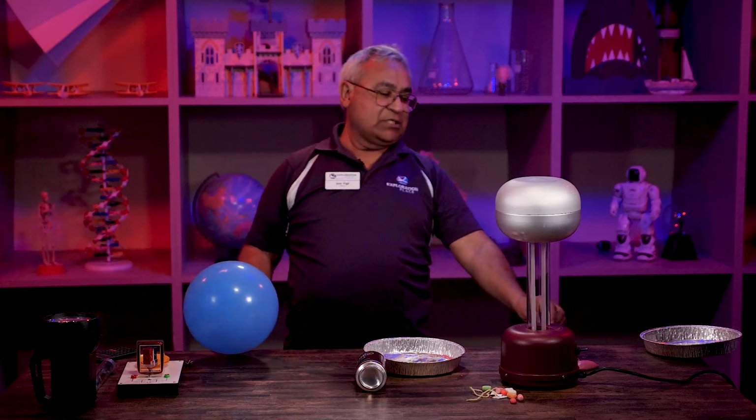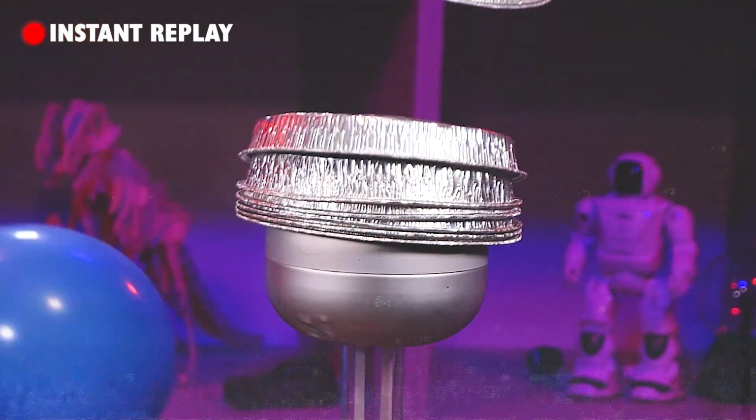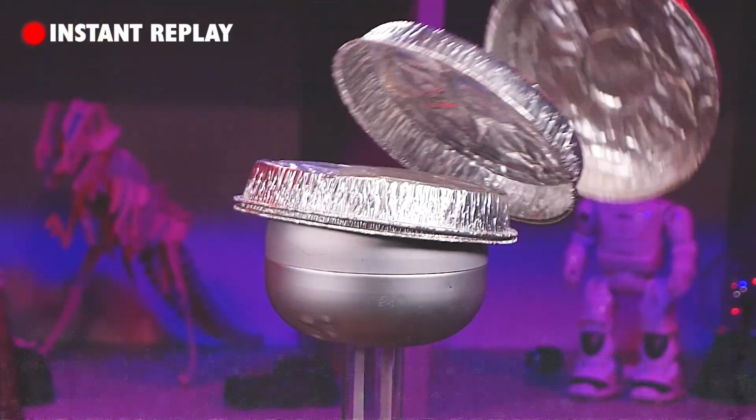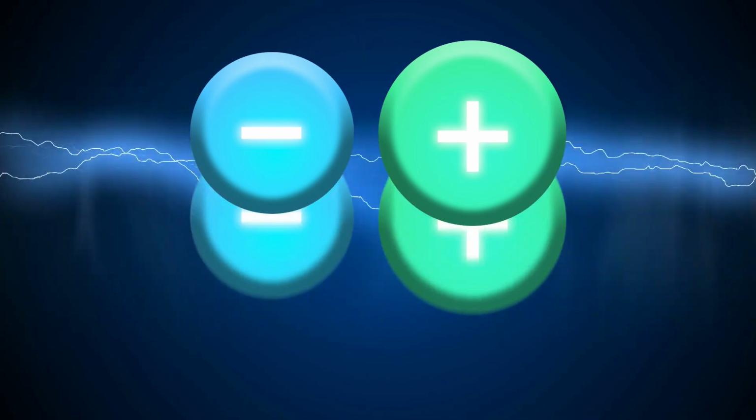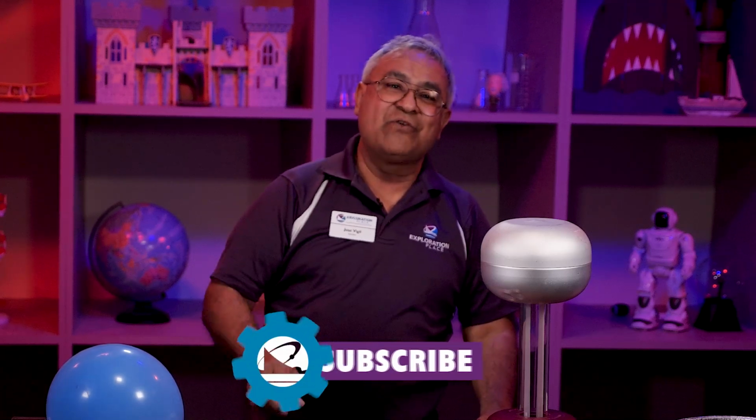Oh, wait a minute, what is going on here? All right, the only way that those pie pans can float off the top of this apparatus is because they must have like charges and they're repelling each other and they're flying off. And that's a really cool demonstration. My kids can't get enough of it. They want to see this over and over again.